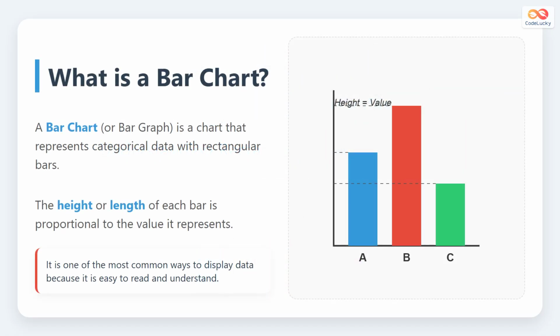First, let's define it. A bar chart, sometimes called a bar graph, is a visual tool used to represent categorical data. The most important feature is the rectangular bars. The height or length of these bars corresponds directly to the value they represent. Simply put, a taller bar means a larger number.